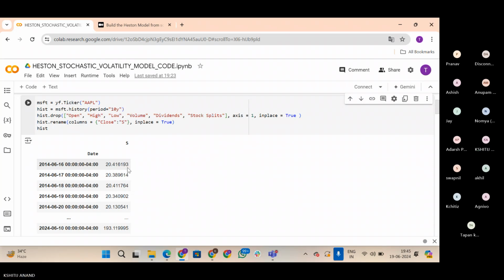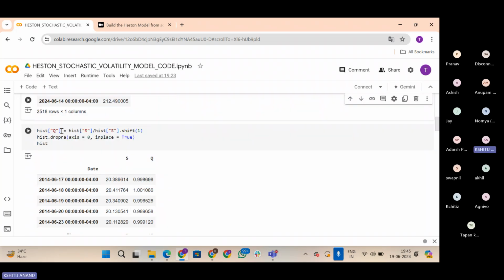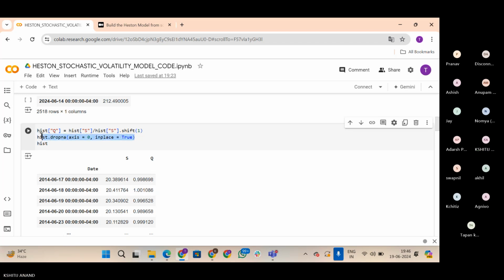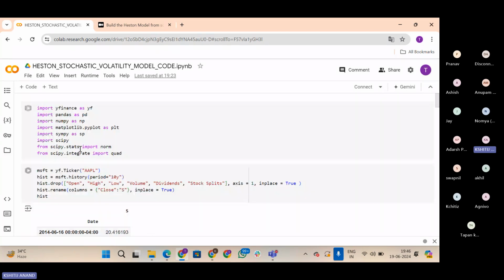Now, how do we calculate Q? See this formula. We are calculating Q as S divided by S shifted by 1. Then here we are dropping one column, so the first column will be dropped. If I don't drop it, let me show you how the historical data will look.